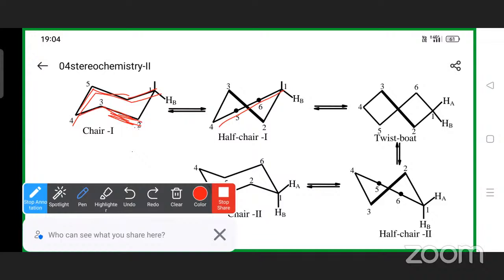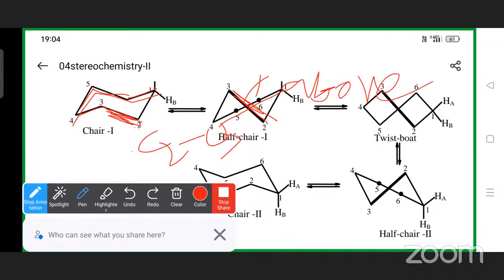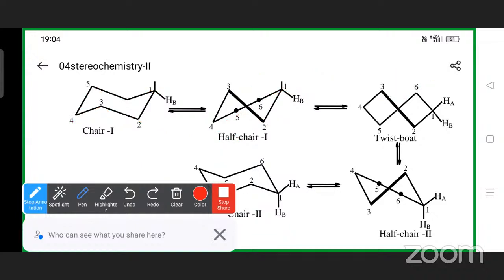This happens upon twisting of the chair conformation. So C2 and C3 appear above the plane here. In this way, you can convert it into the half chair, and it appears like the half chair conformation.